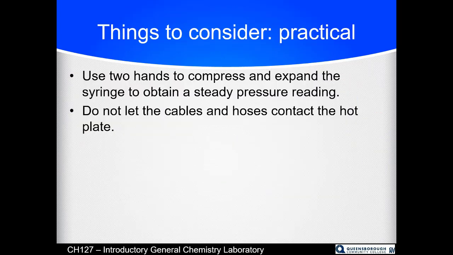Things to think about. You really want a steady volume on the first part of the experiment. So as you pull the syringe back from 2.5 to 5 milliliters, or squish the syringe in from 2.5 to 1.25 milliliters, it's going to take two hands, because you really want to try and hold that volume as steady as possible so that you can get a steady pressure reading.